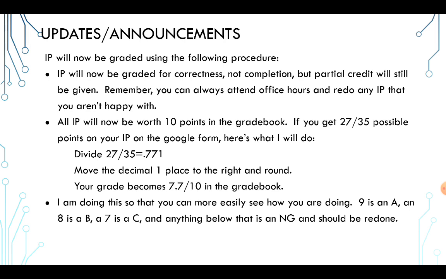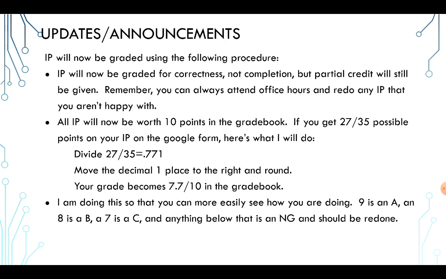All IP will now be worth 10 points in the gradebook. So if there are 35 points on an assignment, then this is what I'll do. I'll take 27 and divide it by 35. And then you'll get a 0.77, and I'll move the decimal place one place to the right, and you'll get a 7.7 out of 10 in the gradebook.